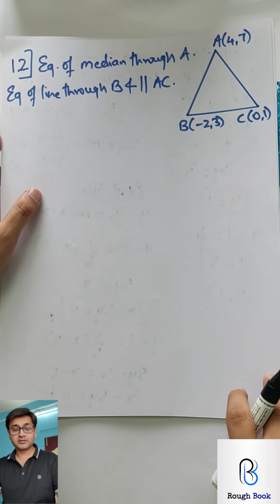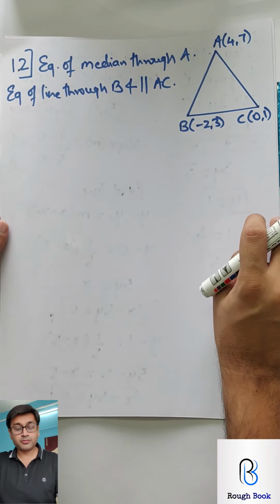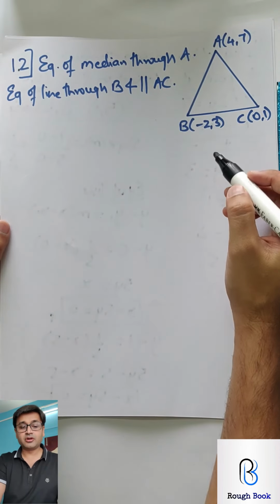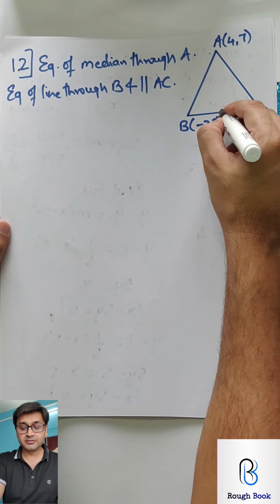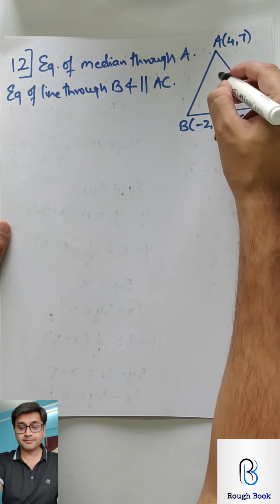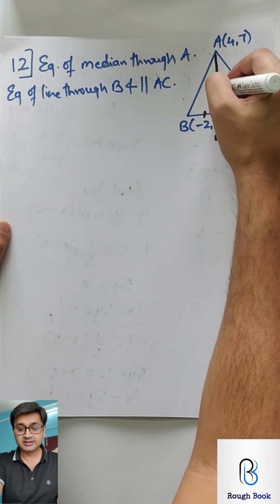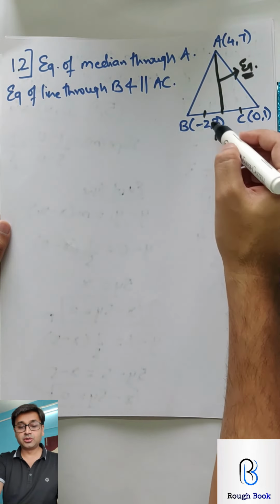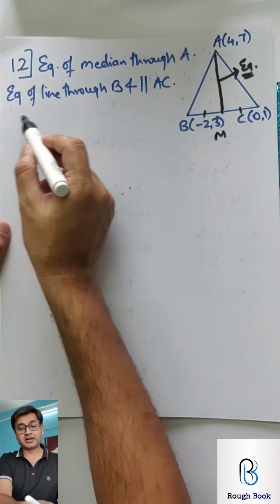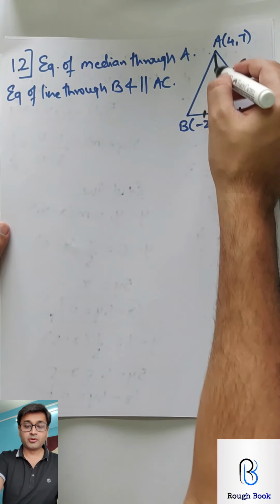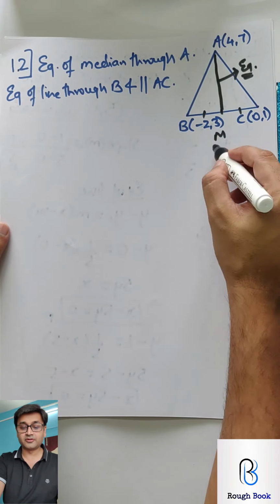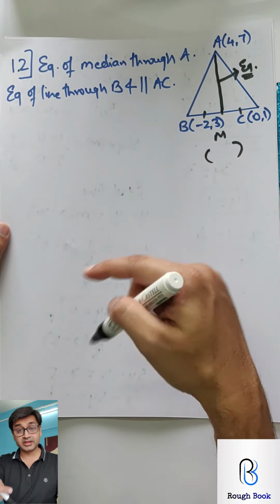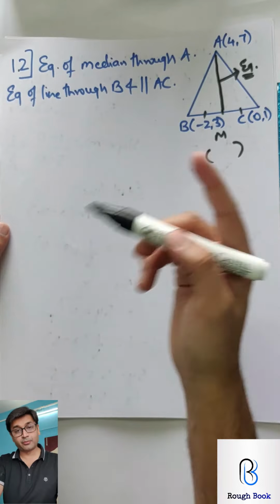Next one, 12th. 12th is again an interesting one. Pause, read, try and then come back. Equation of median through A. Median means hitting the midpoint, let's say M. So this is the midpoint and this is your line AB. Get the equation of this line. That is the first part and then you have a second part also. If you want to get the equation of this one, you will have to first get the coordinates of M. Once you get the coordinates, 2 points are known, then find their slope. Once you get the slope, then use point slope form.